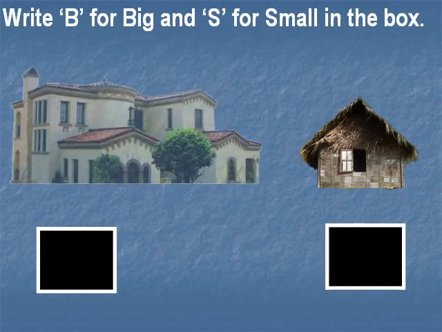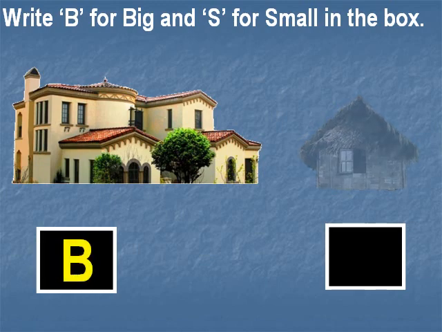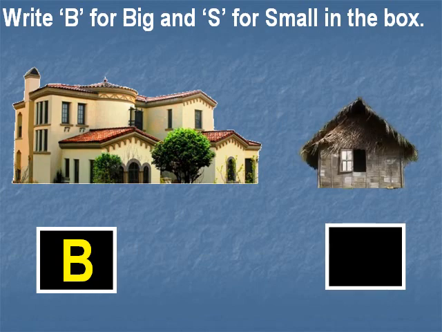Bungalow. A bungalow is a big house, so write B for big. B. A hut is a small house, so write S for small.